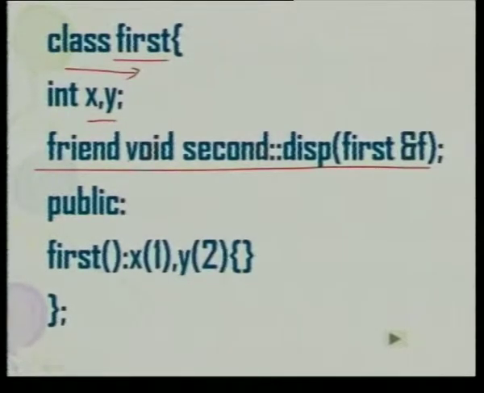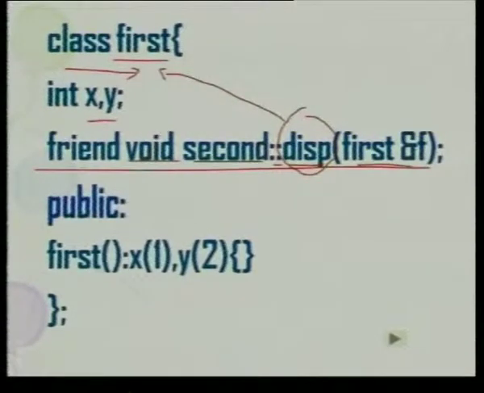Friend void is the return type, second is the name of the class, then the scope resolution operator, and disp is the name of the function and the argument. So, this particular function is said to be a friend of this class first. That is the reason this function is able to access the object of this first class.